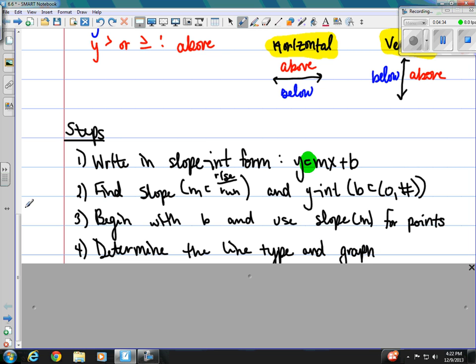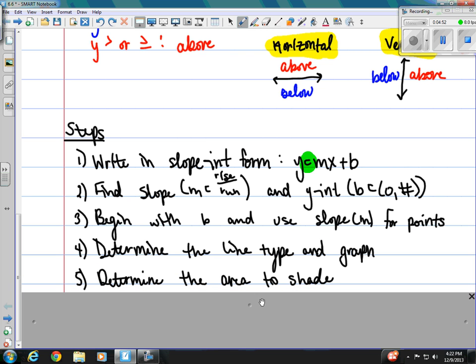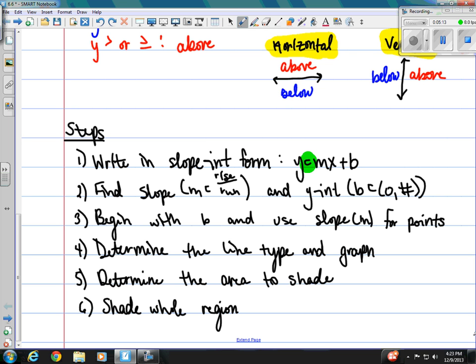So our line type brings us back up to the top where we have to choose if it's less than or greater than, it's a dashed line, or less than or equal to, or greater than or equal to, it's going to be a solid line. So determine our line type. Then step 5, determine the area to shade, and that's our above or below. If it's less than, it's pointing to the y, it's calling the y little, so we shade below our line. If it's eating the y and calling the y greater than, then we're going to shade above. And lastly, we always want to make sure we shade the whole region.